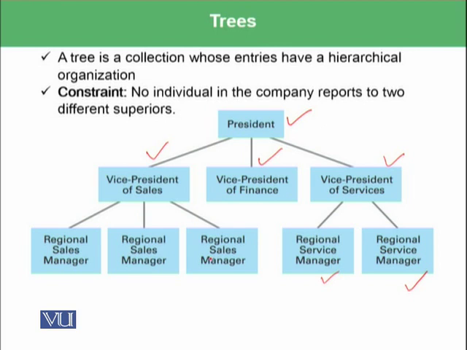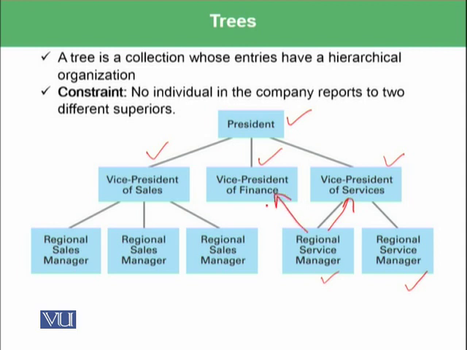And I want to remind you again that whenever you want to store this tree, it will be stored in the same RAM which has addresses, and each address will store only one node. But all of the nodes will be connected using a data abstraction or data structure which we will implement as a tree. And here we have a constraint that no individual in the company reports to two different superiors. So this means that this regional manager will be reporting to only the vice president of services. He or she is not reporting to both of them.